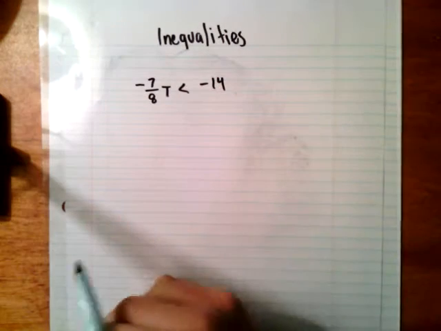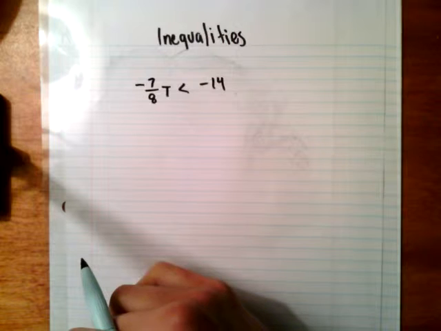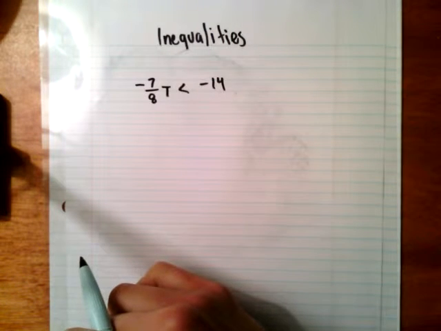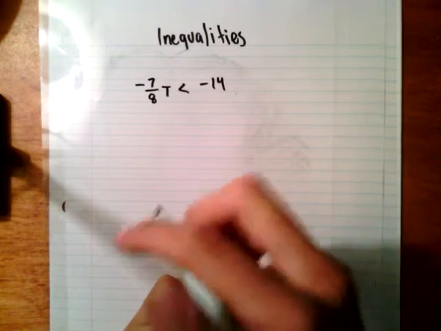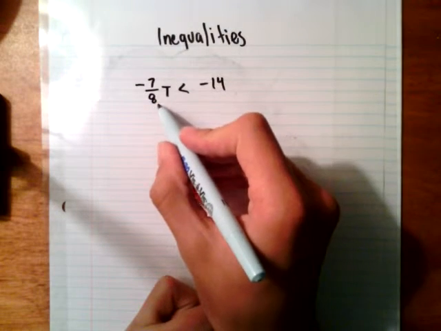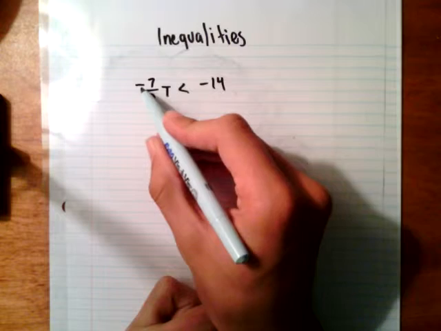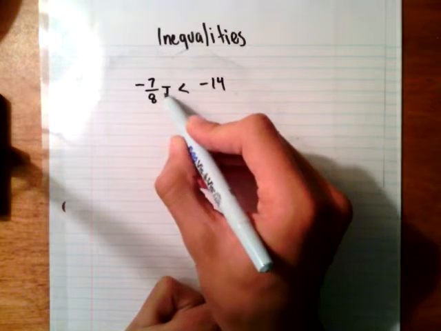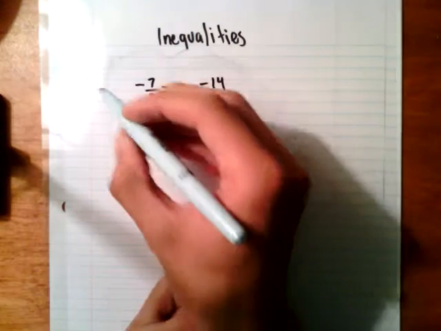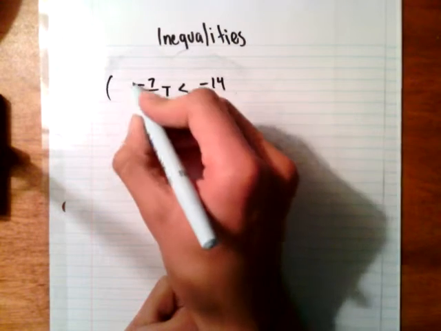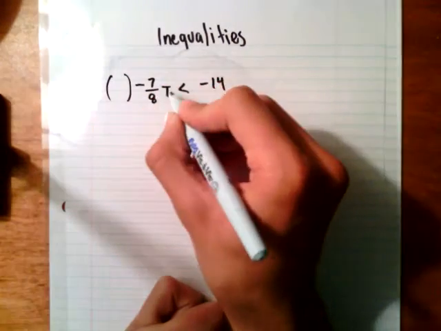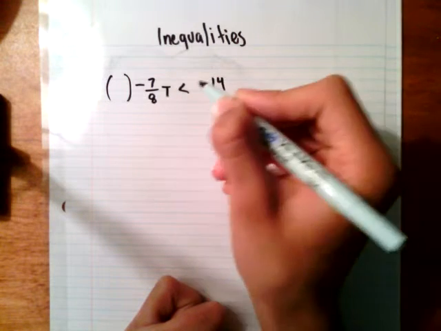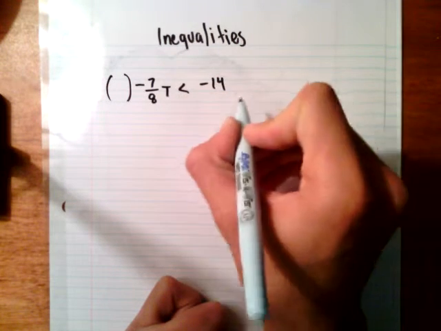So this one is just a simple one-step solution. All we have to do is get the variable by itself, and remember that this negative 7 over 8 is kind of multiplied along the t, so we can multiply it by the reciprocal because we want to have the coefficient of t to be 1. That's always the goal. That's why we always divide it over.